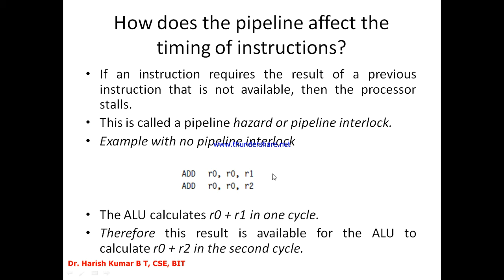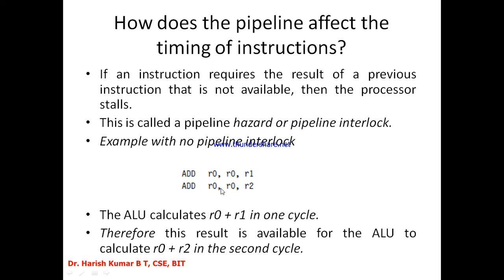In order to explain this, I am taking this example. In this example, there is no pipeline interlock, there is no pipeline hazard. So ADD R0, R0, R1; ADD R0, R0, R2. What happens in the first clock cycle: we have R0 plus R1 being done and the result goes to R0. In the second clock cycle, the second instruction is dependent on the first because the result R0 is required here. Even though this is dependent on the first, the second instruction need not wait. There is no stall cycle, and it gets immediately executed. So R0 plus R2 in the second clock cycle.